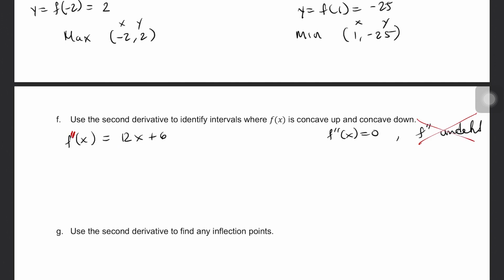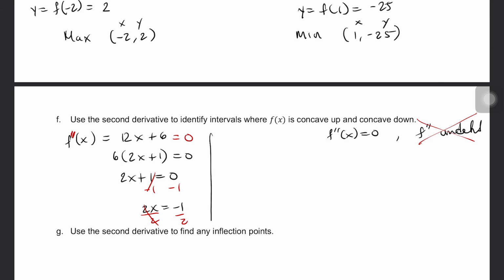By the way, this is double prime. All right, so the only option that we have here is to set this equal to 0 to find the 0 of this function. Now what we can do here is we can factor again. If we want to, we can factor 6 out: 6 times 2x plus 1 set equal to 0, and this implies that 2x plus 1 equals 0, right? By dividing both sides by 6, and then solving for x, 2x equals negative 1, divided by 2, so that implies that x equals negative 1/2.